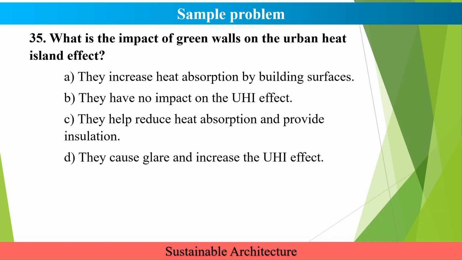So what will be the right answer? Option C, sir. Yeah, option C is the right answer for this one. That is, they help to reduce heat absorption and provide insulation. Green walls are similar to the green roofs only. So whatever the function of green roof, green walls can perform a similar function. It can help in reducing the heat absorption by buildings and provide insulation also, and it will be overall contributing to the mitigation of urban heat island effect.